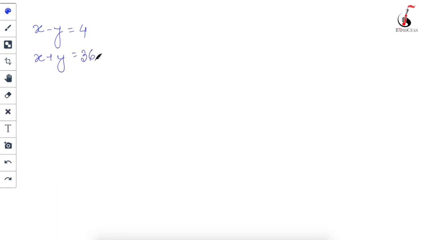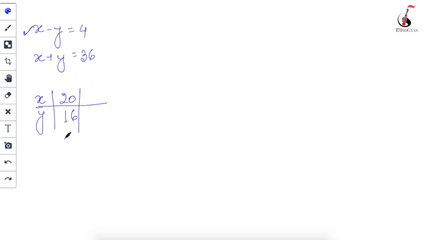Okay, so let's solve this. How are we going to solve it? First we have to find the coordinates of equation 1. For x and y, I will take x is equal to 20. So what will be the value of y? 20 minus y is equal to 4 means y is 16, correct?